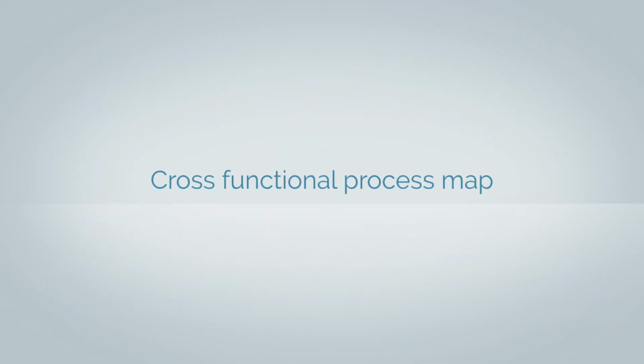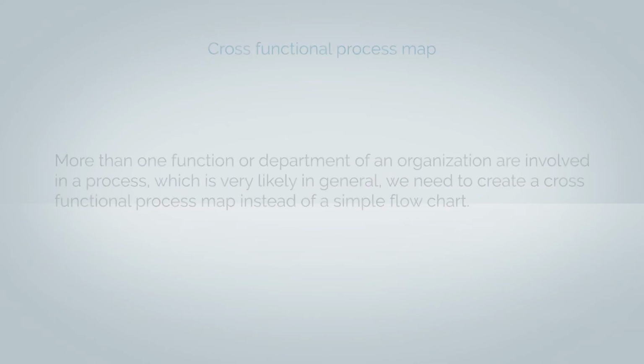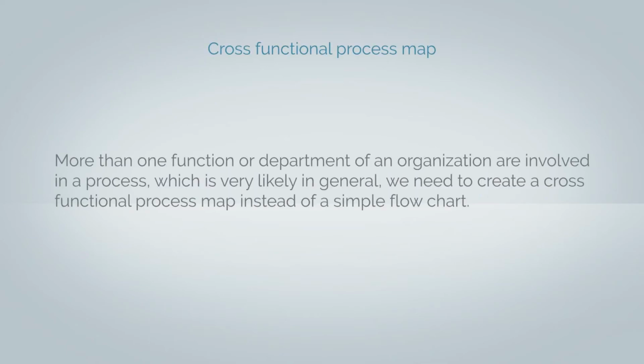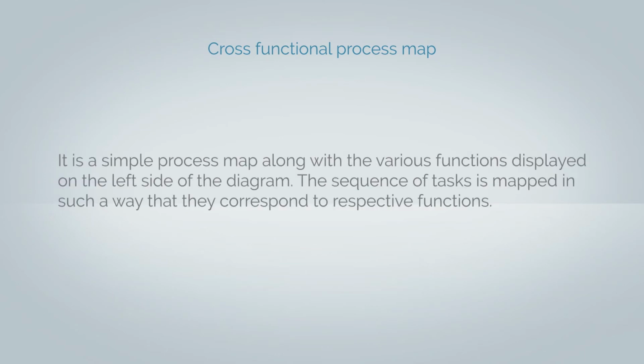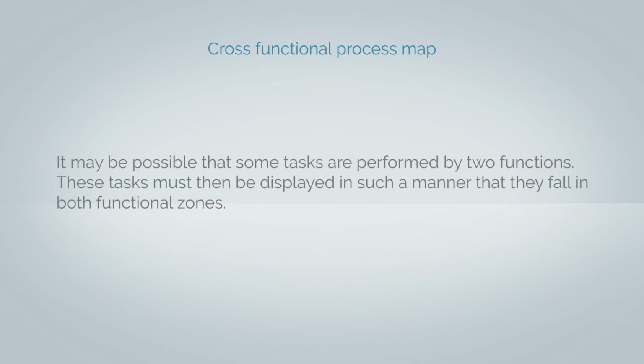Next, we will discuss the cross-functional process map. When more than one function or department of an organization is involved in a process, which is very likely in general, we need to create a cross-functional process map instead of a simple flowchart. It is a simple process map along with the various functions displayed on the left side of the diagram. The sequence of tasks is mapped in such a way that they correspond to respective functions. It may be possible that some tasks are performed by two functions. These tasks must then be displayed in such a manner that they fall in both functional zones.